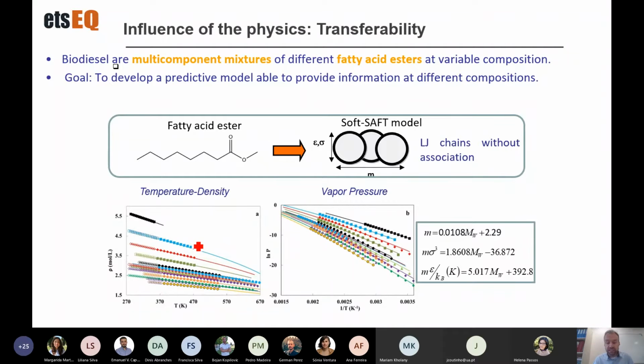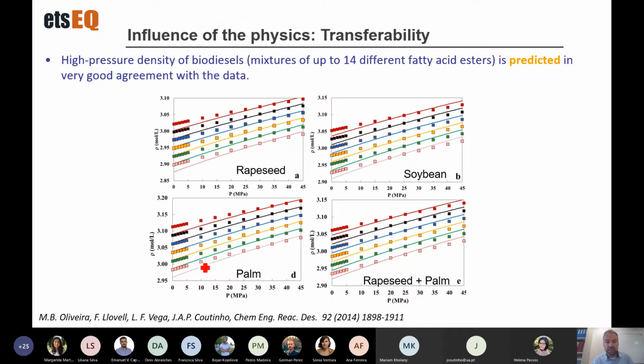Why is this an advantage? This is an advantage because then we predicted the density of different biodiesels. These are combinations of up to 14 different fatty acid esters. And the information that is introduced in the system is just the pure component parameters, okay? As far as all compounds are from the same family, there are no binary parameters here. And we can see how the description of the density from 0 to 45 megapascals is quite good. Although not perfect, as you can see, but quite good.